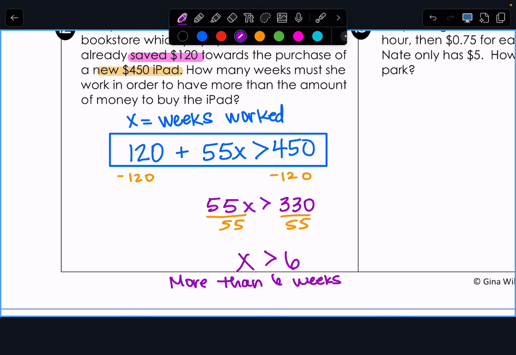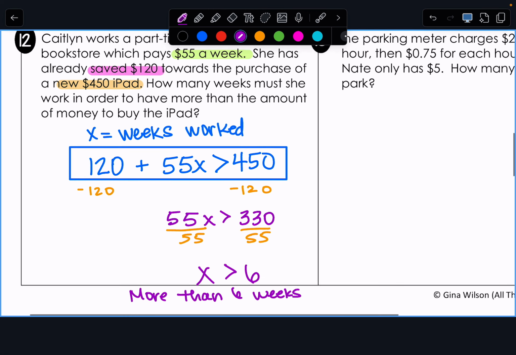So if she works exactly 6 weeks, she'll have the exact amount of money. But the way this is worded, it sounds like she wants to have more than the amount. She wants to have more than what she needs so that she has some money left over. So she needs to work more than 6 weeks.